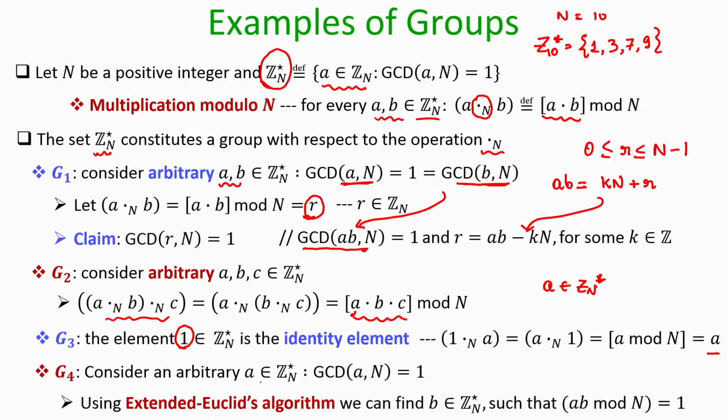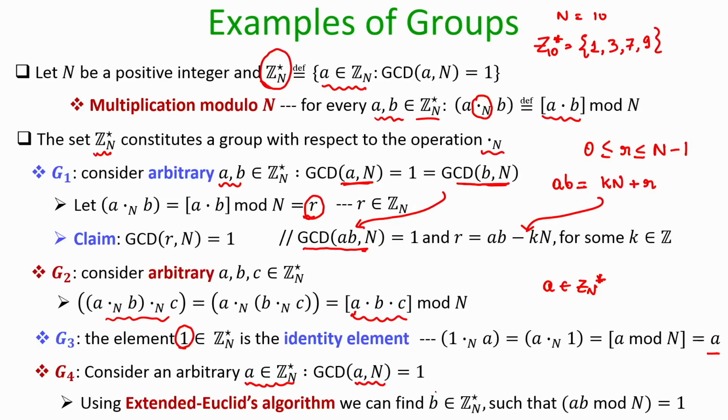And now I can claim that for every integer A belonging to Z n star, since the GCD of A and n is 1, then recall that in one of the earlier lectures, we proved that if A is co-prime to n, then the multiplicative inverse of A modulo n exists.